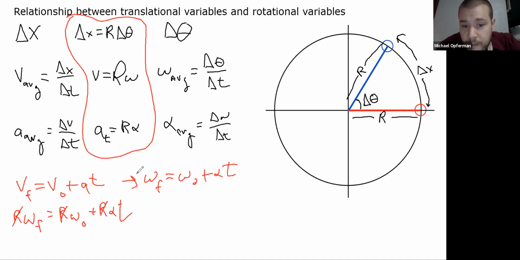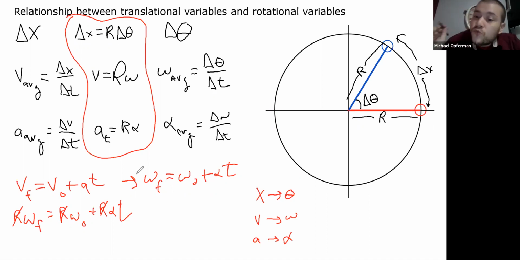And that's true for all 5 kinematic equations. If you make the substitution, replace X with theta, replace V with omega, and replace A with alpha, the kinematic equations still work. So you can apply the kinematic equations directly to the rotational variables, which is highly useful. So I'll illustrate that in a future video. In addition, these relationships are often also useful for describing how the different variables are related to each other, which perhaps I'll show you an example of as well. But this is the main concept.